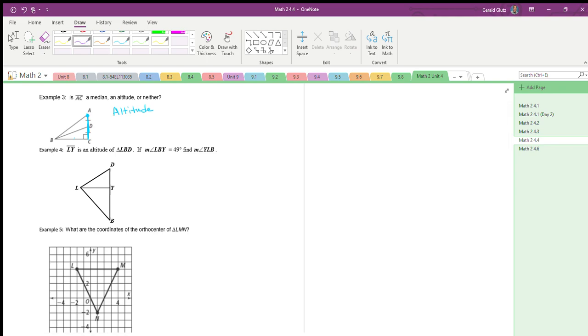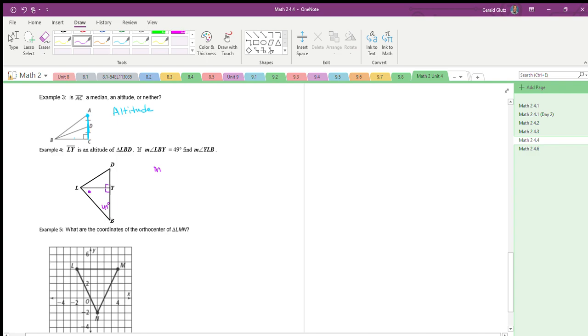So in example 4, LY is an altitude of triangle LBD. If the measure of angle LBY is 49 degrees, find the measure of YLB. So LBY, L to B to Y, so this would be 49 degrees. LY is an altitude, so that means these are 90-degree angles. So then we got to find the measure of YLB. So YLB would be this angle right here.